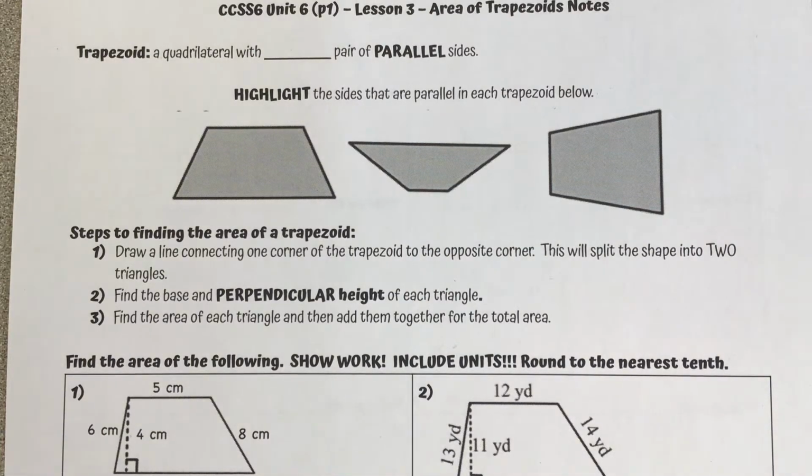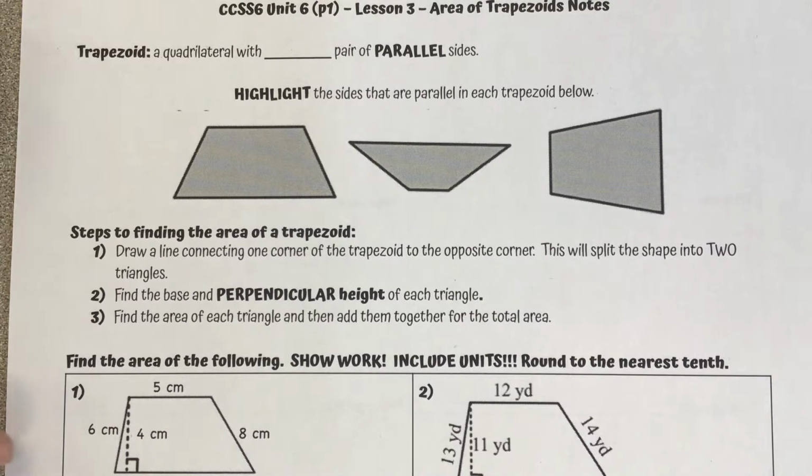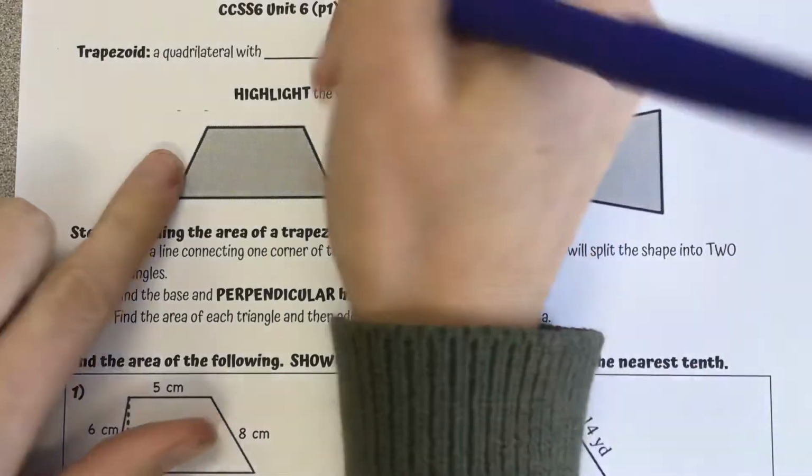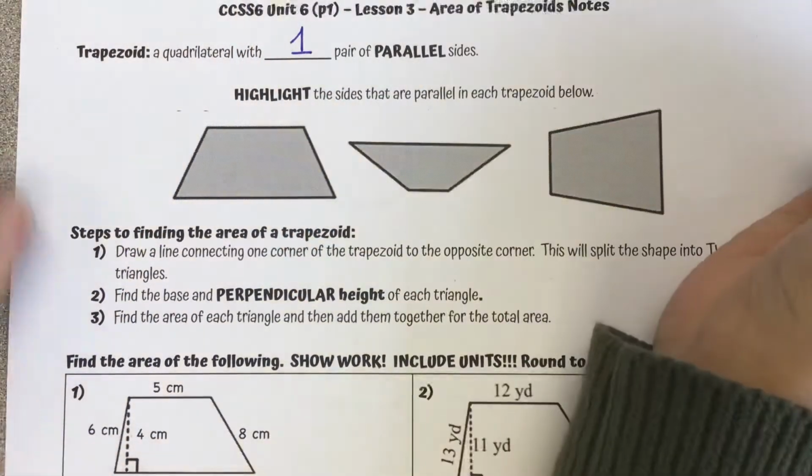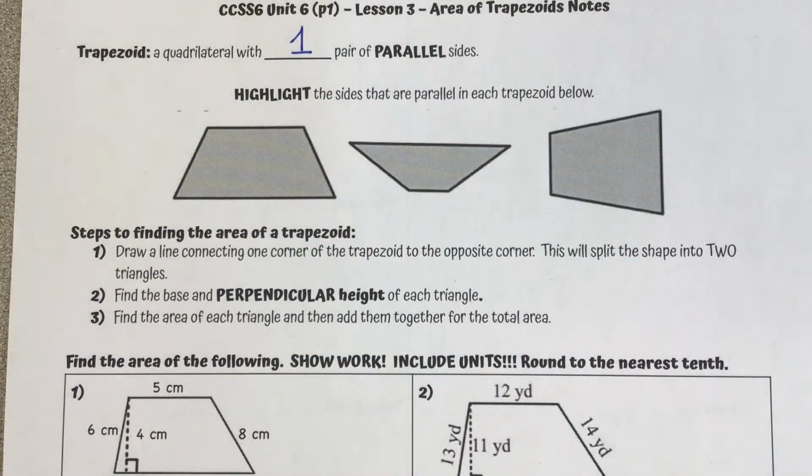Let's take a look at area of trapezoids. So we talked about this at the beginning of the unit, but we're going to remind you what qualifies something as a trapezoid. A quadrilateral with one pair of parallel sides is a trapezoid, versus a parallelogram, which has two sets of parallel sides.